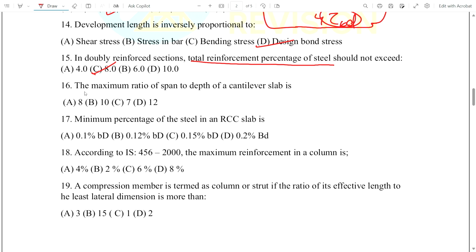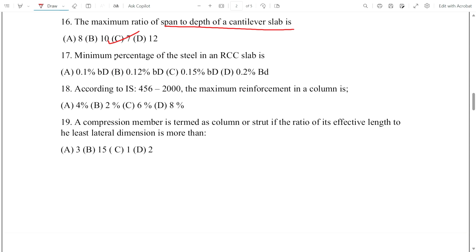Okay, now question number 16. Maximum ratio of span to depth of a cantilever slab is how much? Span to depth of cantilever slab, option C is the correct one, 7. You just remember this. This type of question is repetitively asked. Just practice questions. Okay, remember the theory and practice this type of question.